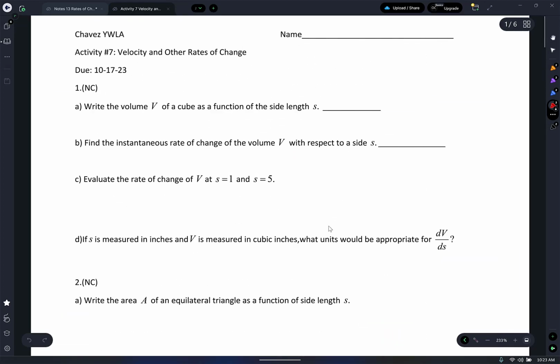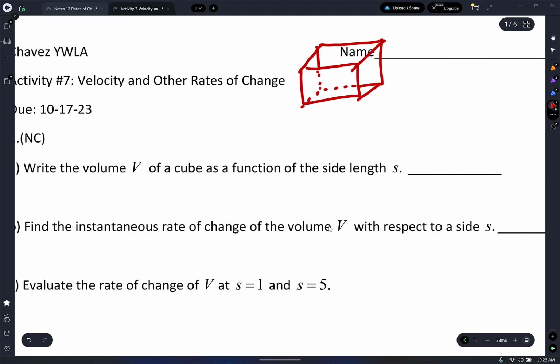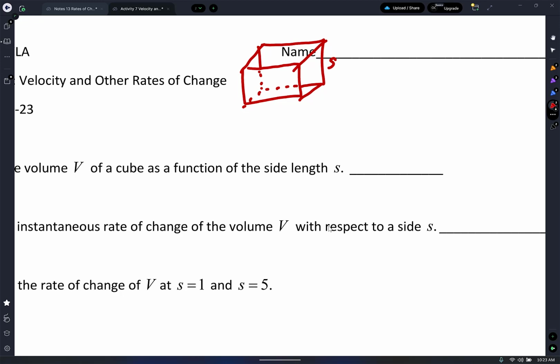All right, number 1. Write the volume of a cube as a function of the side length s. Does everyone know what a cube looks like? There's my cube. Do you guys like my cube? I don't know why I got a D in art when I can draw cubes. All right, so there's my cube. Well, here's s, so that means the volume of a cube equals s to the 3rd power. S times s times s will give me that volume.